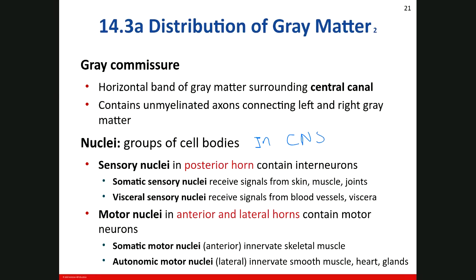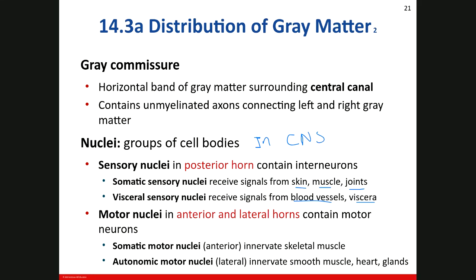We have two types of nuclei in our spinal cord. One of them is called sensory nuclei, which are located in the posterior horn, and they contain interneurons too. We have somatic sensory nuclei, which can receive information and signals from our skin, from muscle, and from joints. And we have visceral sensory nuclei, which can receive information from our blood vessels and our viscera, from inside of our body.